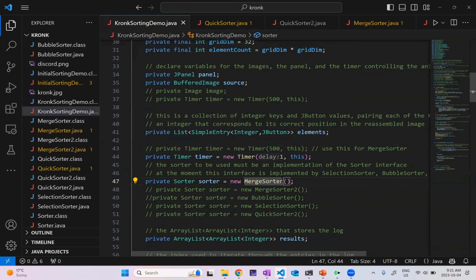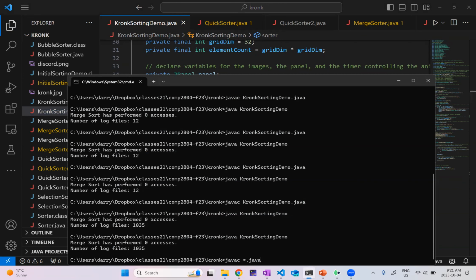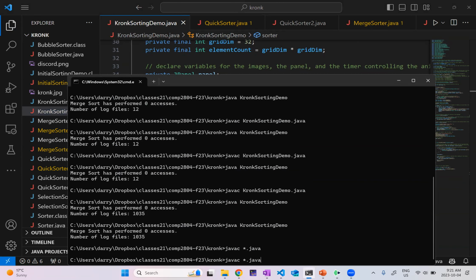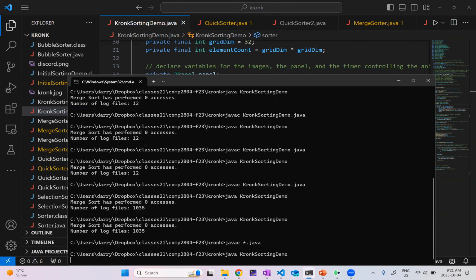Merge sorter 2. Still remember some Java. Yeah, it's doing the same thing.